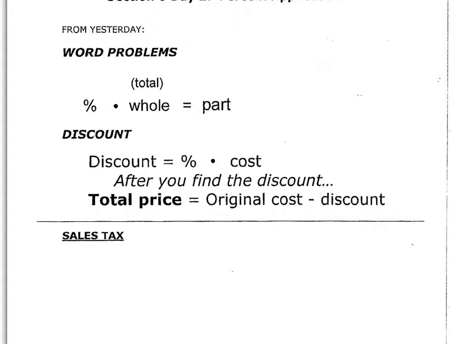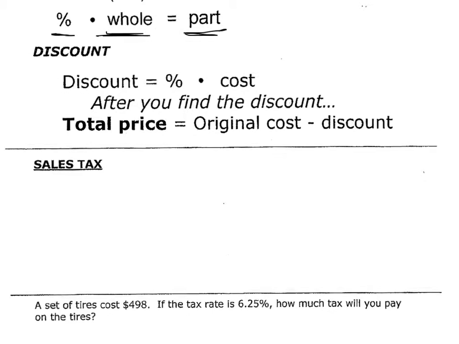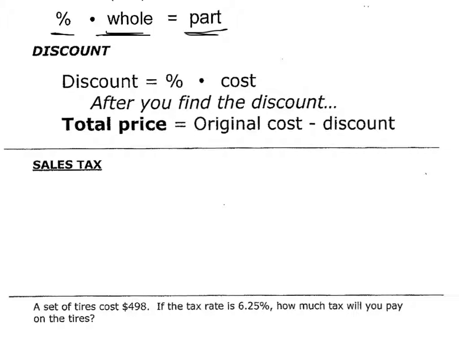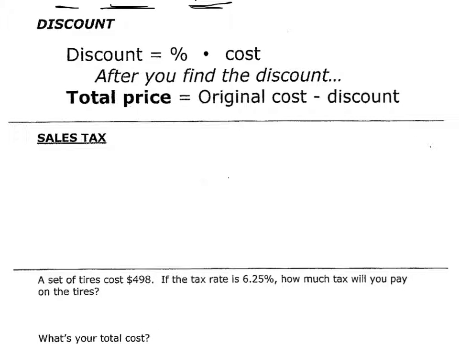Okay, so if you remember, with your word problems, you're always going to be given three different pieces: your percent, your whole, and your part. They're going to give you two of those three things, and you'll end up having to find the one that's missing. If you remember discount, your formula is discount equals percent times cost. You multiply your percent off times your original cost, and then you subtract out your discount from your original cost to get the total price.